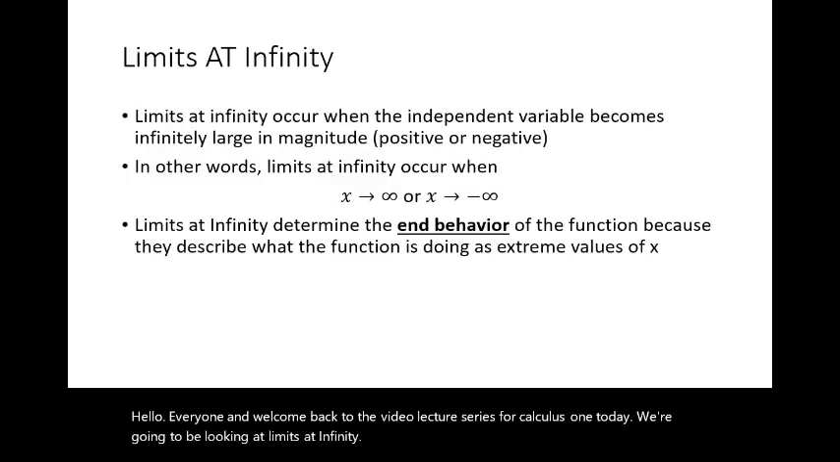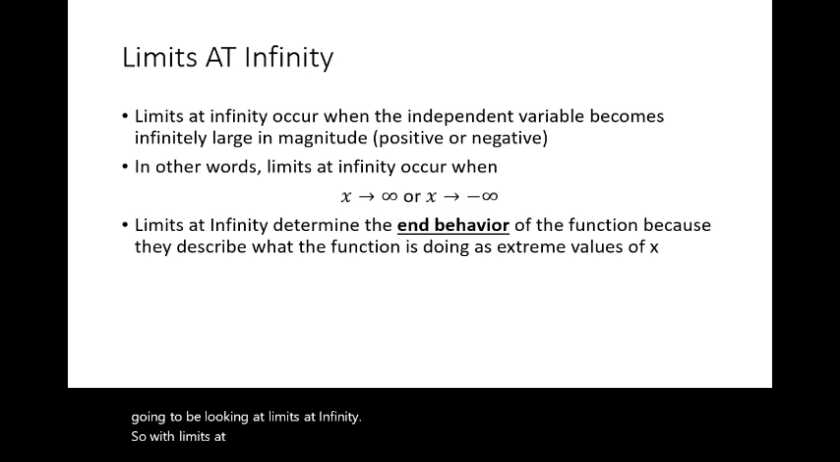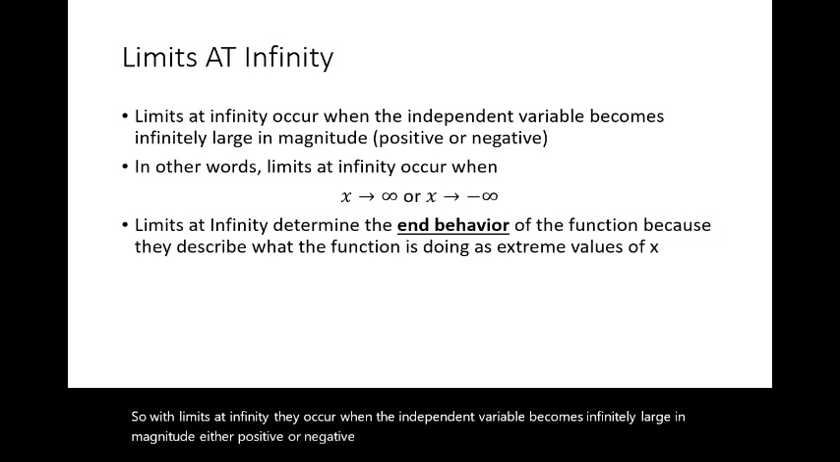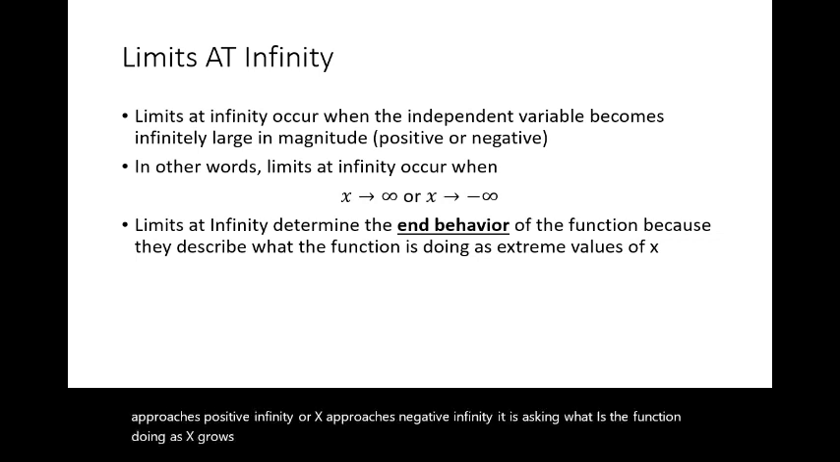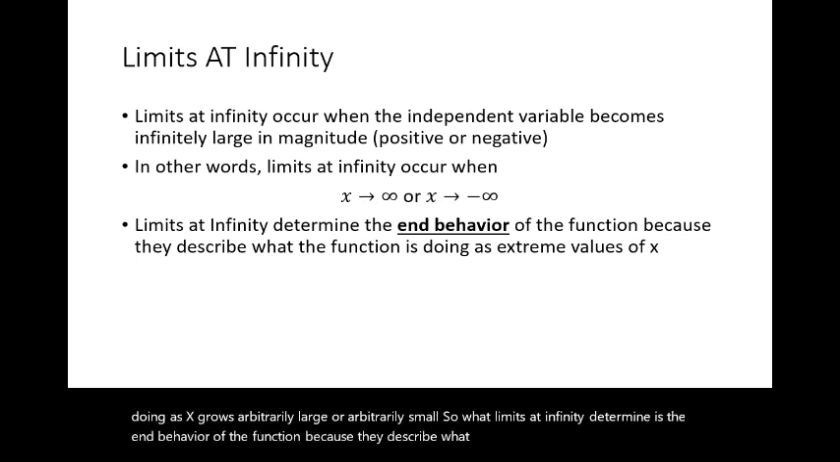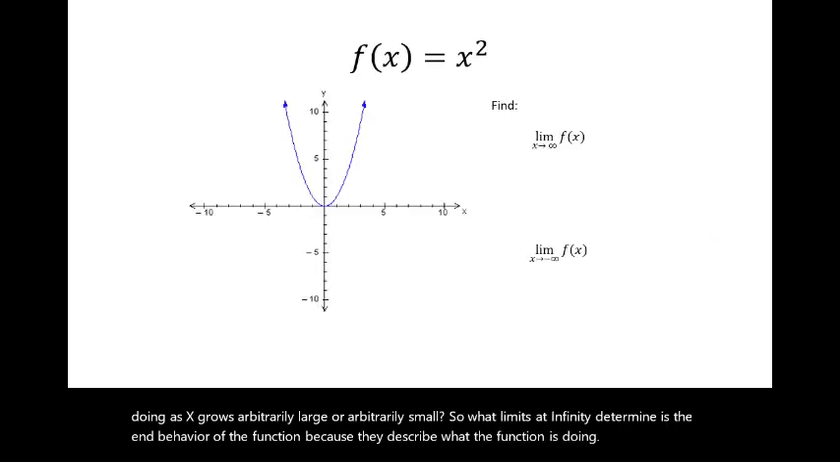With limits at infinity, they occur when the independent variable becomes infinitely large in magnitude, either positive or negative. In other words, limits at infinity occur when x approaches positive infinity or x approaches negative infinity. It is asking what the function is doing as x grows arbitrarily large or arbitrarily small. So what limits at infinity determine is the end behavior of the function, because they describe what the function is doing at extreme values of x.